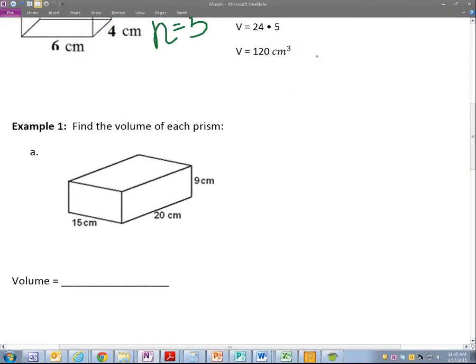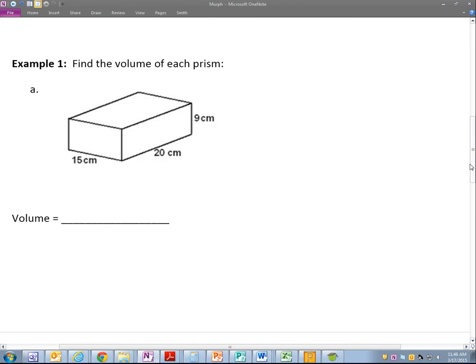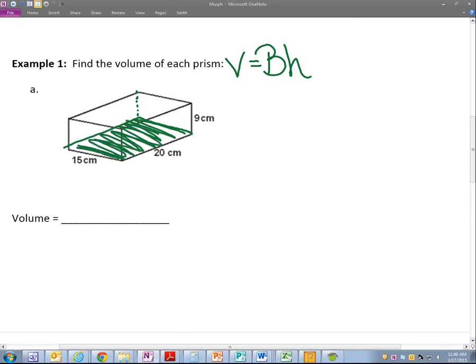Example 1. We have to find the volume, and we have a capital B multiplied by H. We are going to find the volume of this base. So how much space does that single slice of this prism take up? AJ?